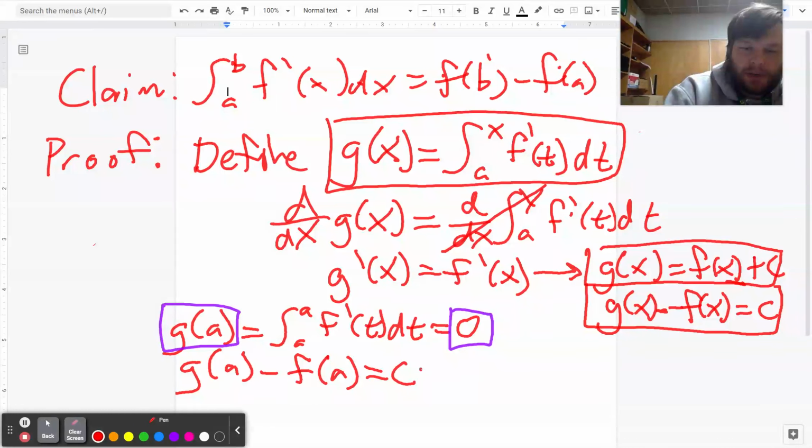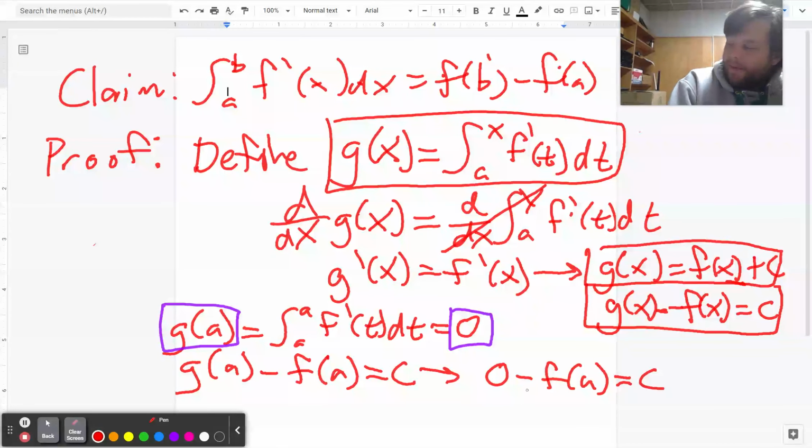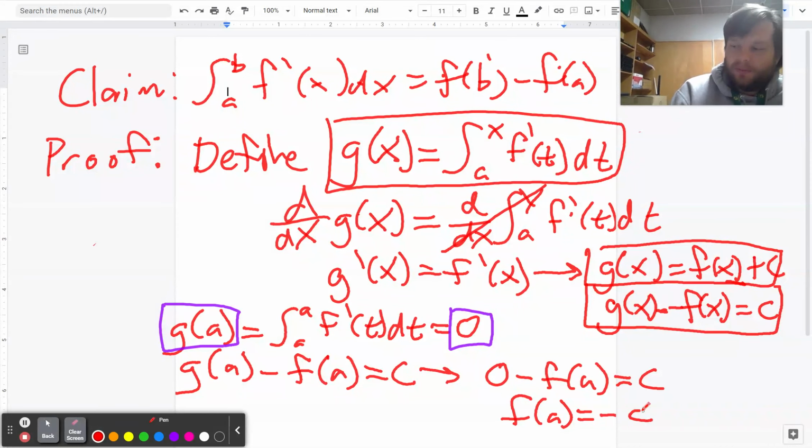I promise this is going somewhere. We know that 0 minus f of a is equal to c. So we know that f of a is equal to negative c.